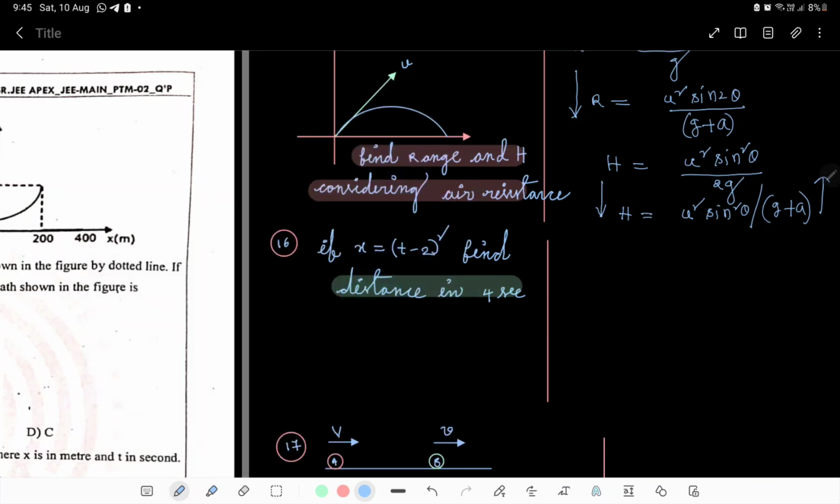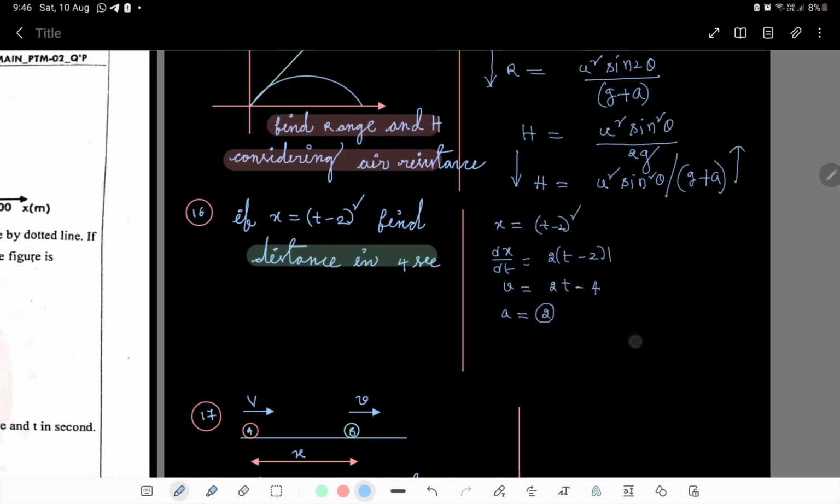Let's do it. So we have x equal to (t minus 2) whole square. If I differentiate, dx by dt will be equal to 2(t minus 2) into 1, that is the velocity. This velocity can be written as 2t minus 4. And if I go with the acceleration, acceleration is equal to 2, that is we are having a constant acceleration, that too positive, right?